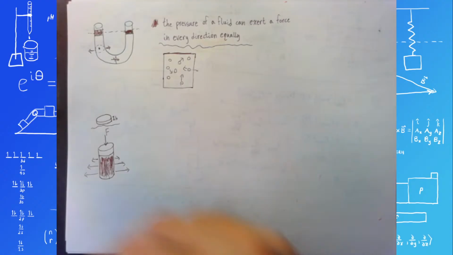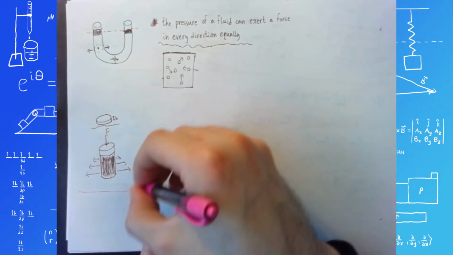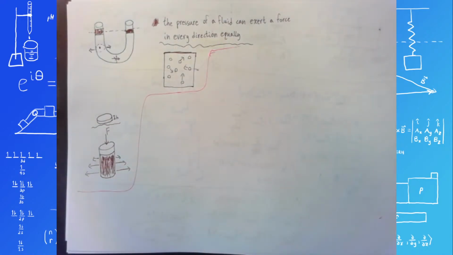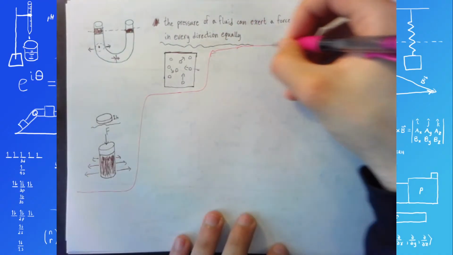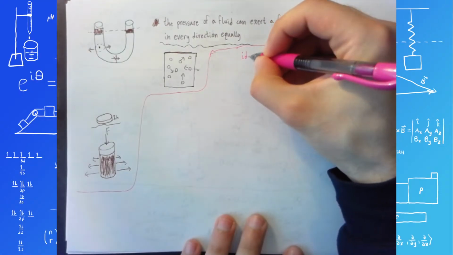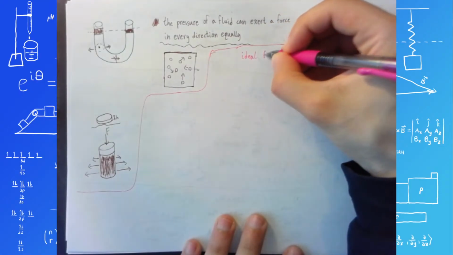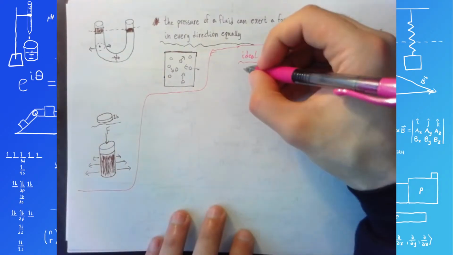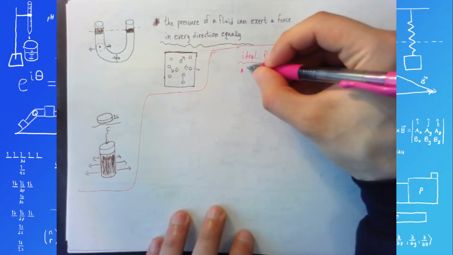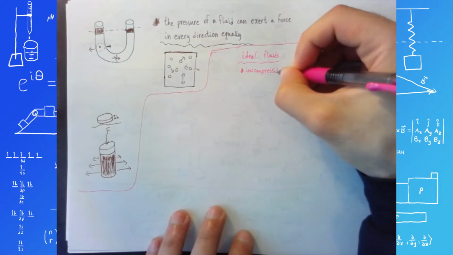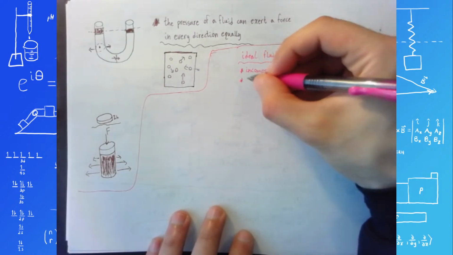Now we can move on to a new topic. So first new topic of the day is, well, expanding the definition of an ideal fluid, first of all. So last time we said that ideal fluids are incompressible and non-viscous. Those were two requirements: incompressible and non-viscous.